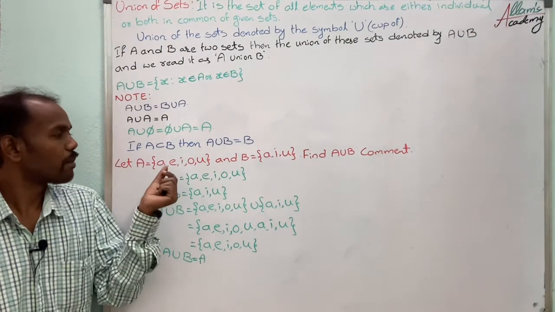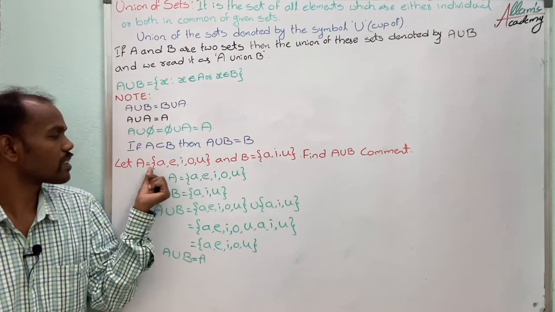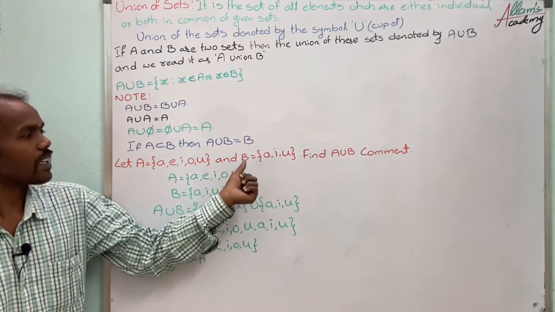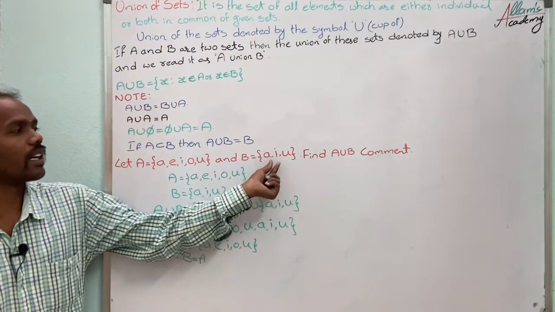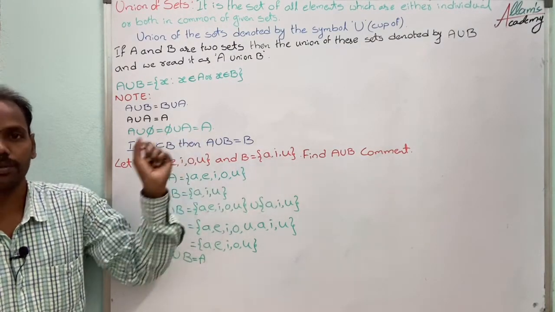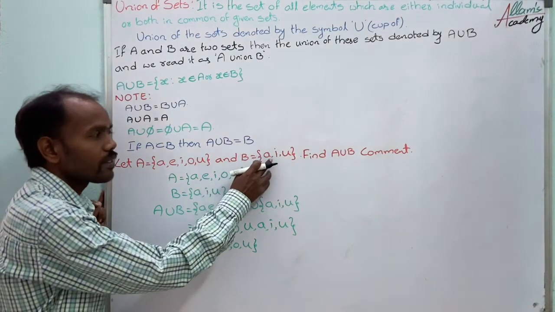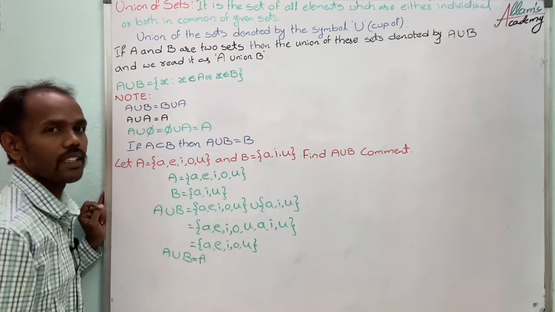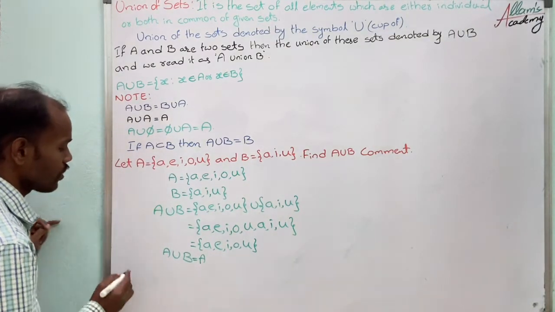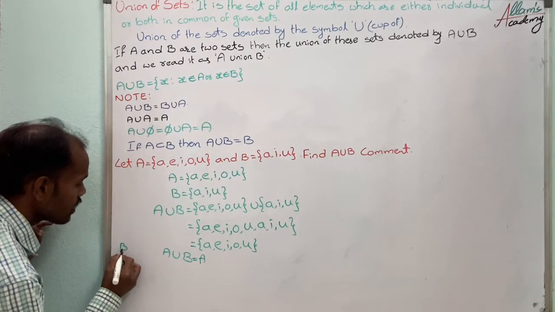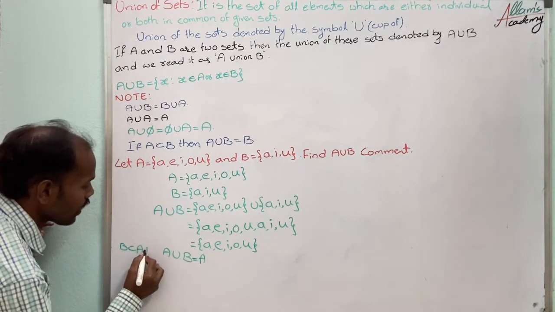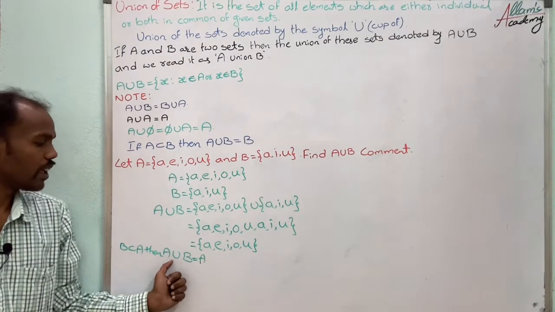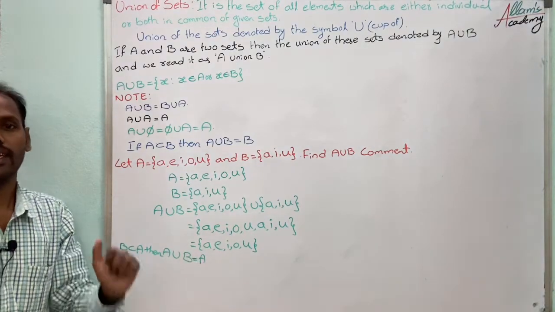Now here we observe the given problem. The first set A contains the elements A, E, I, O, U, and the second set B contains the elements A, I, U. Now if we observe, all the elements in the second set are present in the first set. So here we say B is a subset of A. So if B is a subset of A, then A union B equal to A.